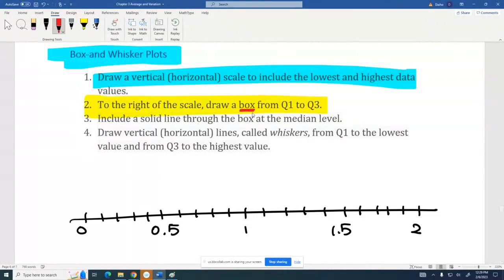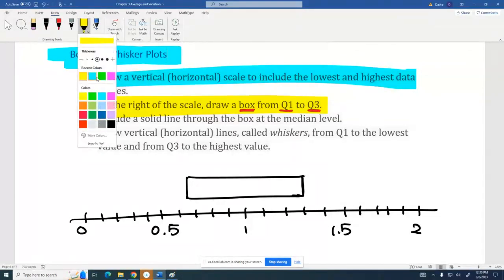Next, make a box with Q1 and Q3. How much was Q1? The first quartile. How much was it? Anybody who made a note? 0.63. And how much was the third quartile? 0.8. 1.3. Make a box. Second step, using Q1 and Q3. Then what? Next.